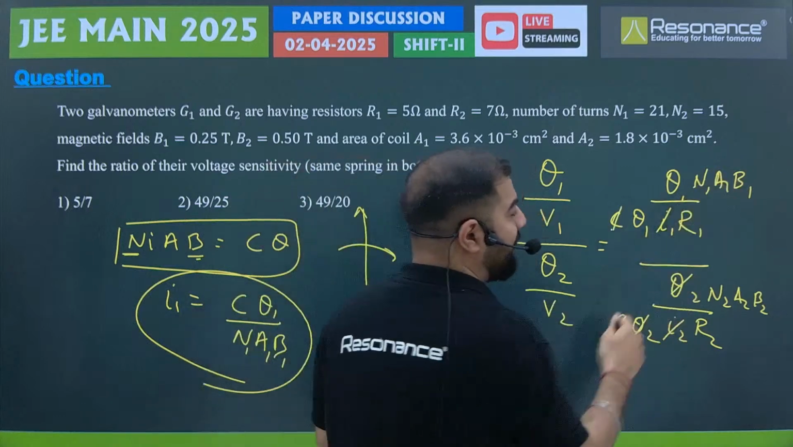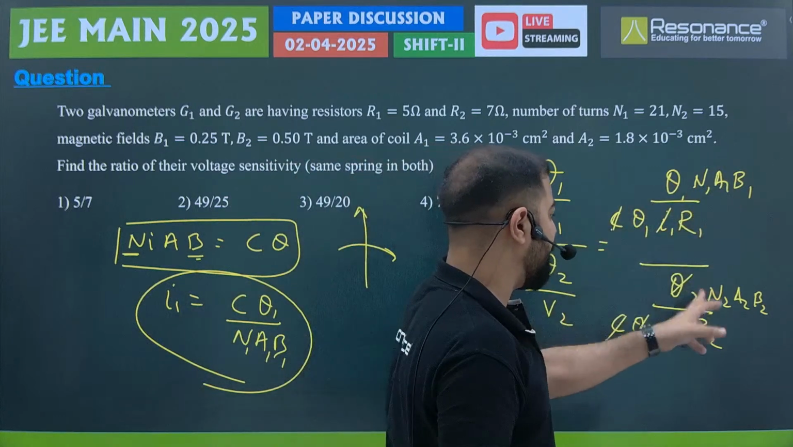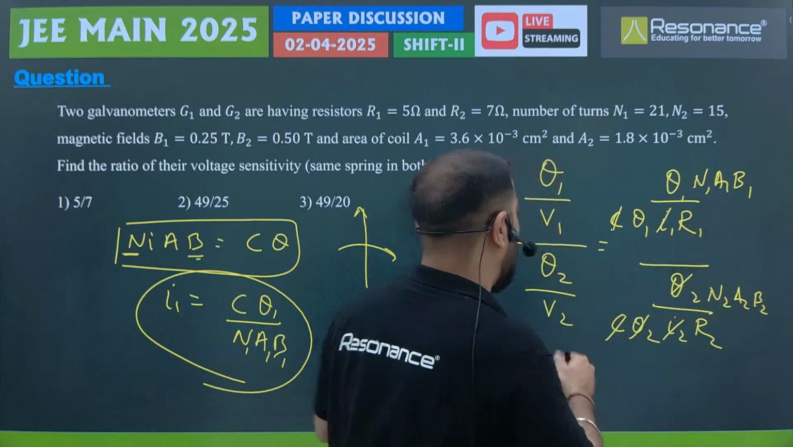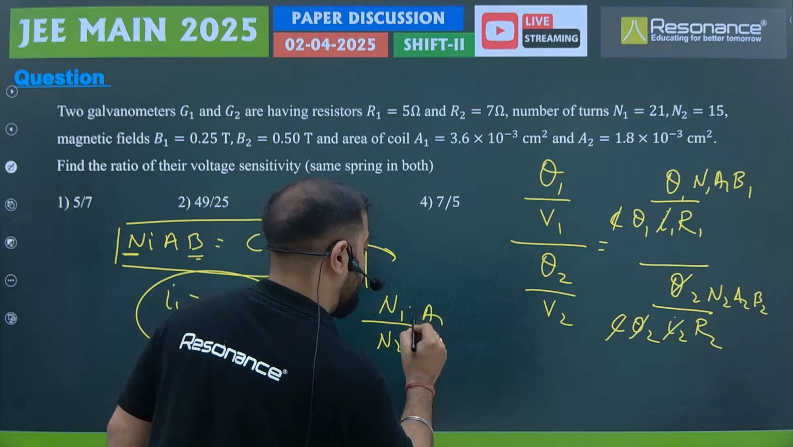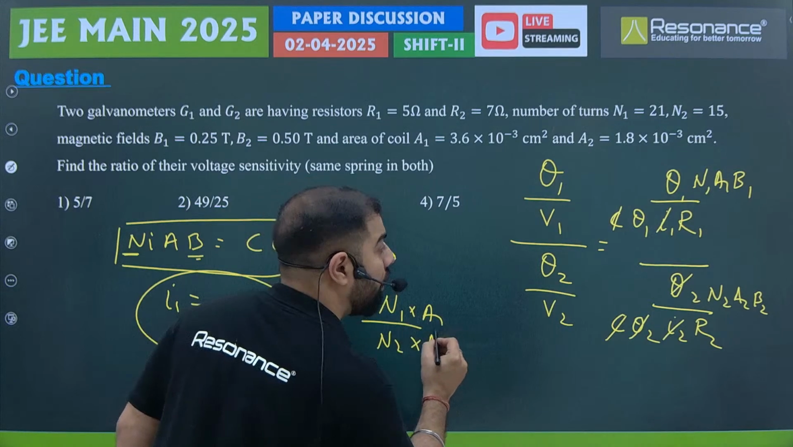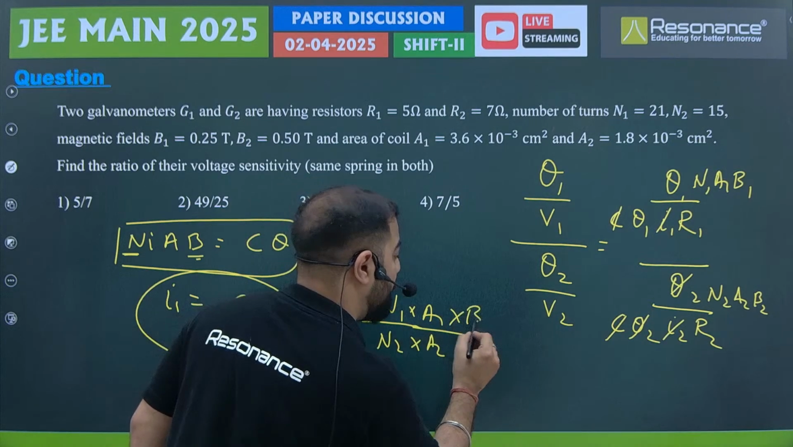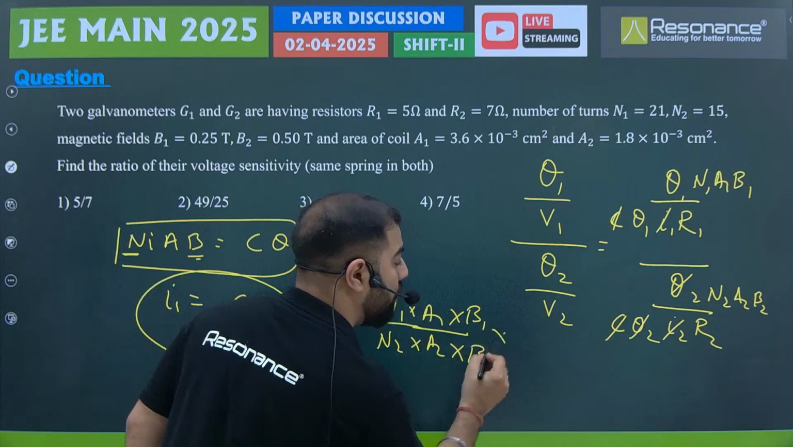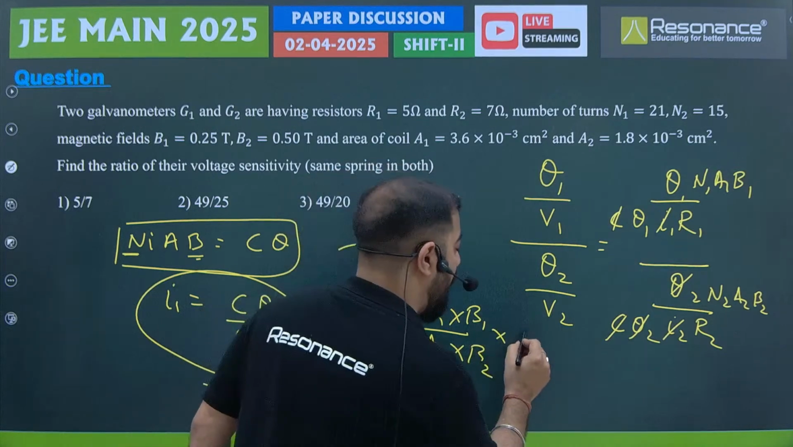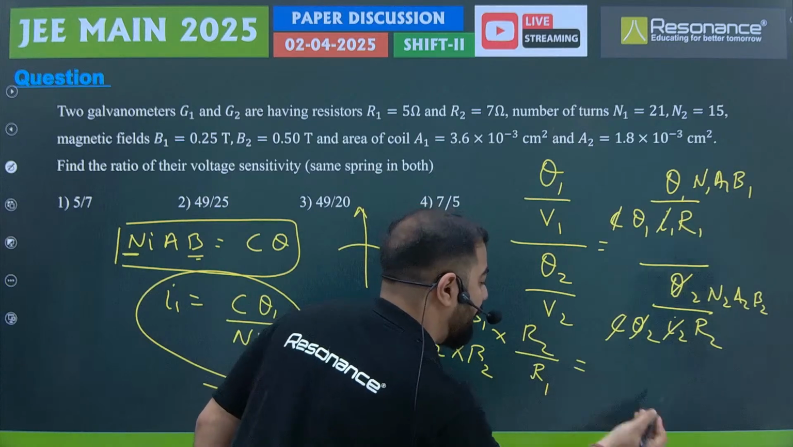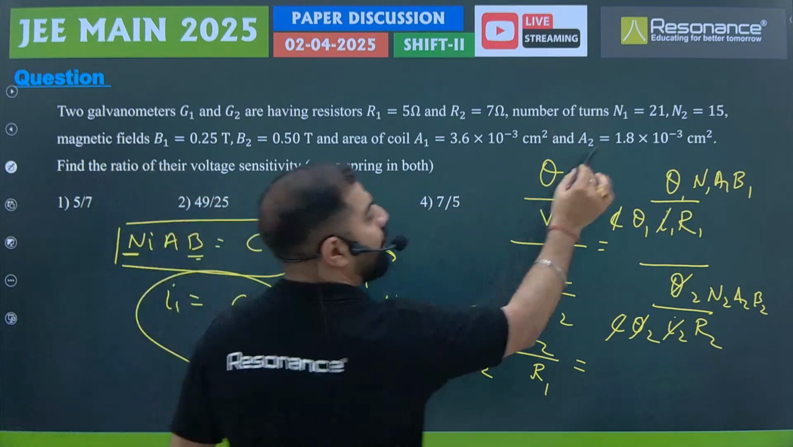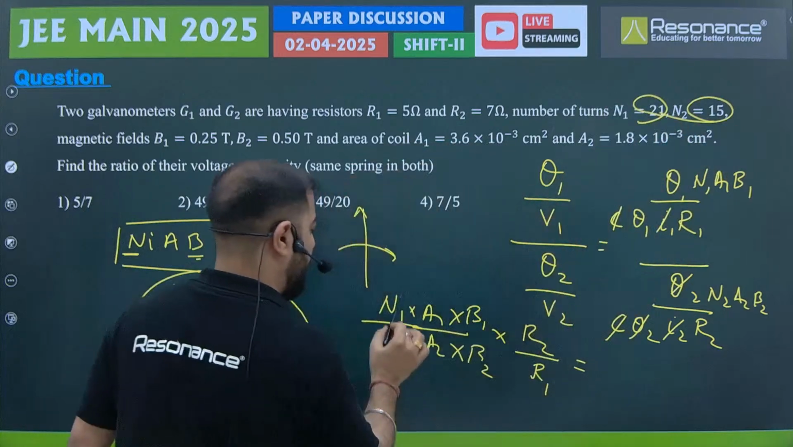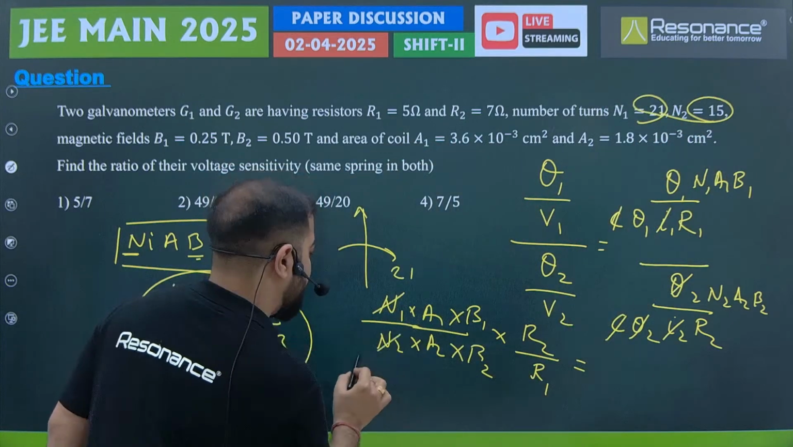Now we have to plug in the value of N1, A1, B1 by R1. This will be N2, A2, so this will be like N1 by N2, A1 by A2, B1 by B2, R2 by R1, and we know the value of each of them. N1 is 21, N2 is 15, right? So it's like 21 by 15.